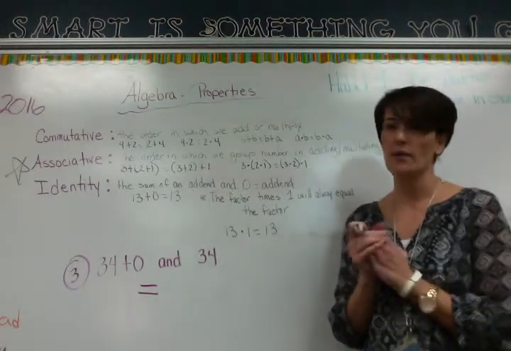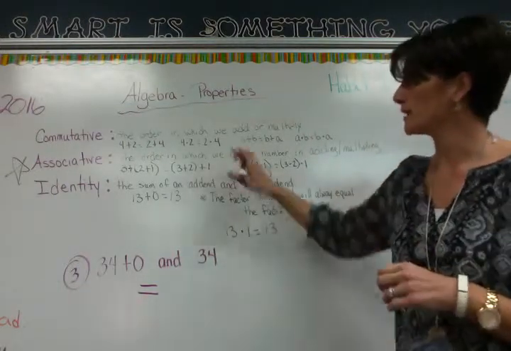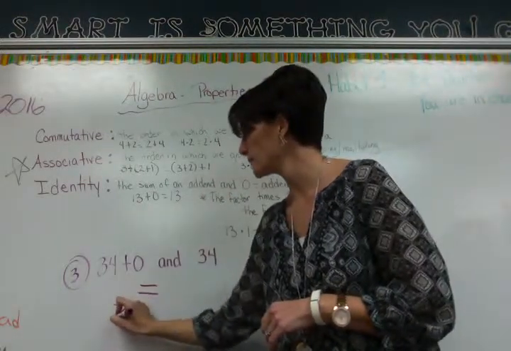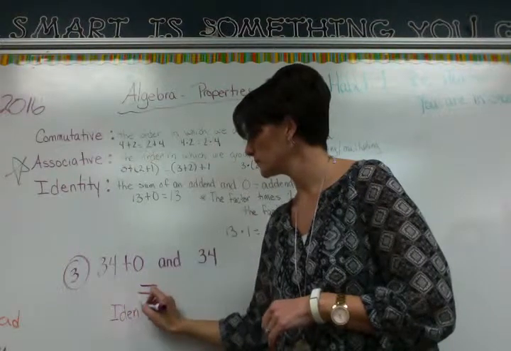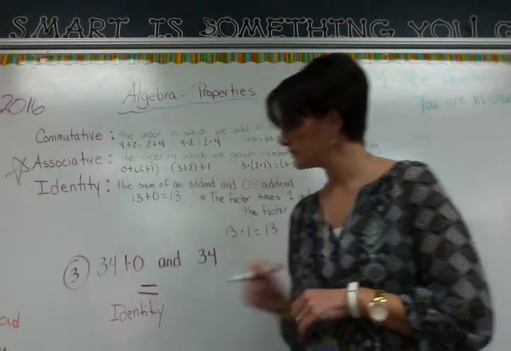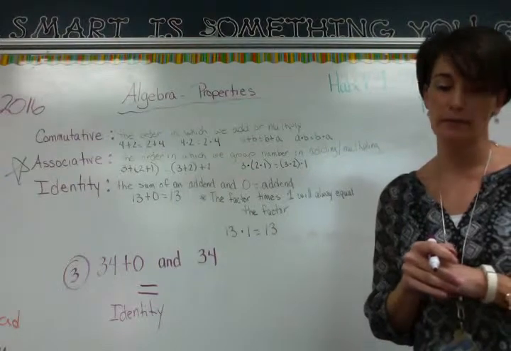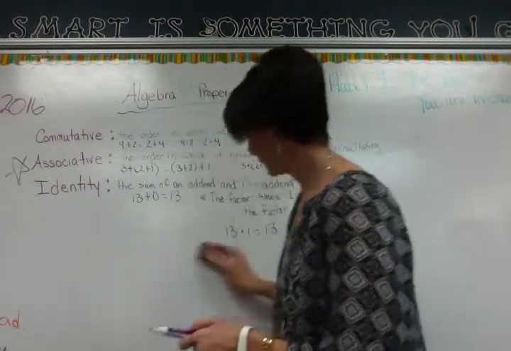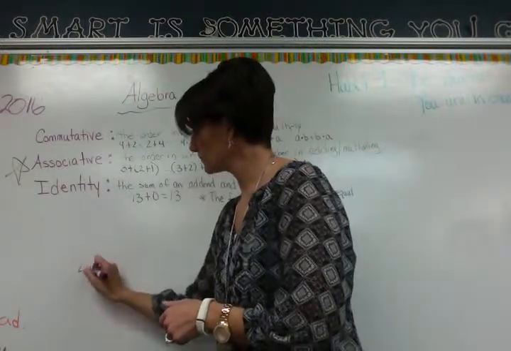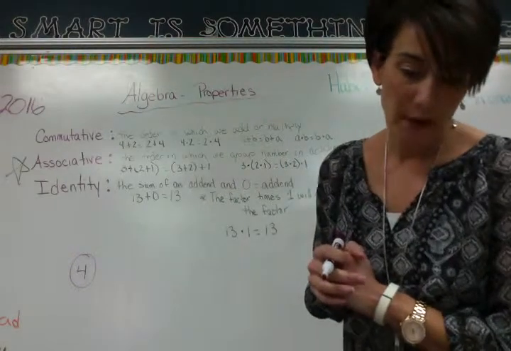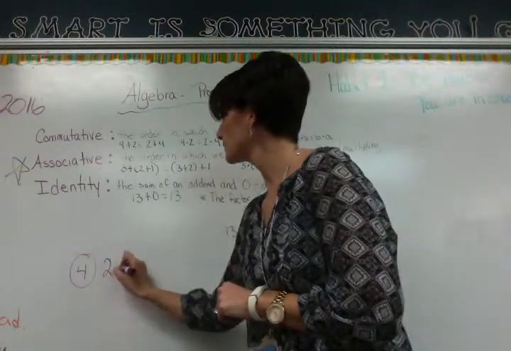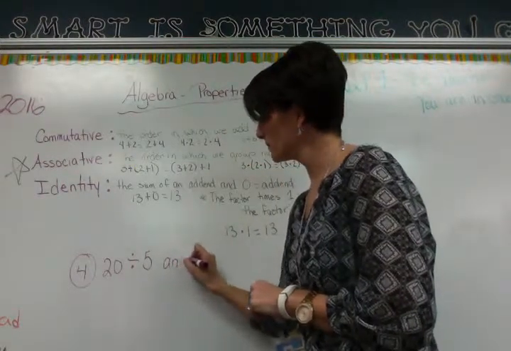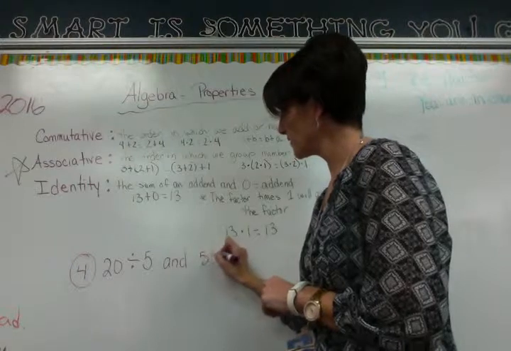And then we have to identify what property we're using. So as I look through these, I'm noticing that this is definitely using the identity property. So we're just going to label what property we're using. All right, let's try another one, problem number 4. So problem number 4 is 20 divided by 5 and 5 divided by 20.